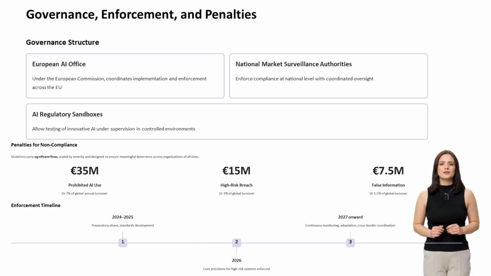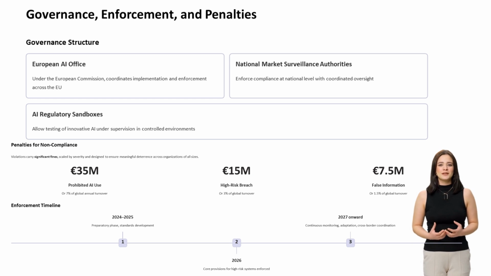A robust law requires a robust enforcement structure. The EU AI Act establishes a clear governance framework to ensure its rules are more than just words on a page. The European AI Office, operating under the European Commission, sits at the center. It coordinates implementation and enforcement across all member states, ensuring a unified approach. Supporting this are the national market surveillance authorities who are on the front lines enforcing compliance within their respective countries. To foster innovation responsibly, the Act also promotes AI regulatory sandboxes. These are controlled environments where developers can test innovative AI systems under regulatory supervision before they go to market.